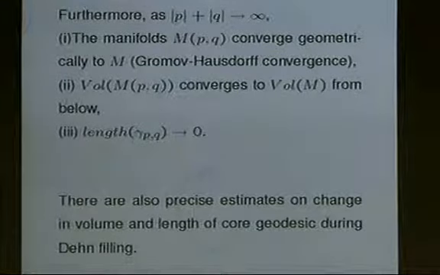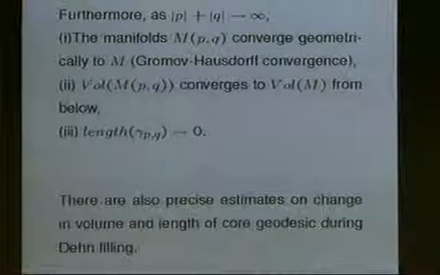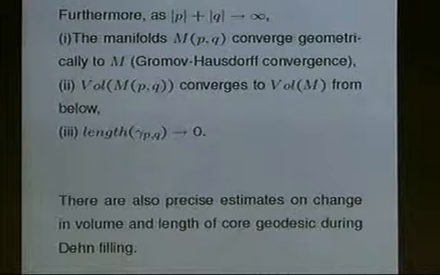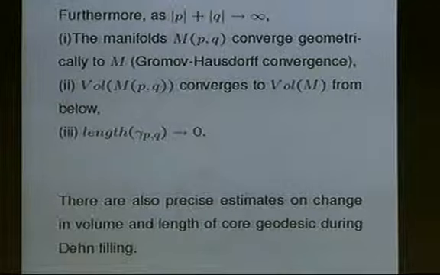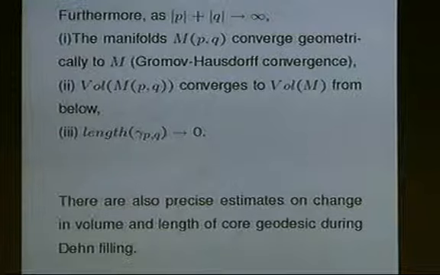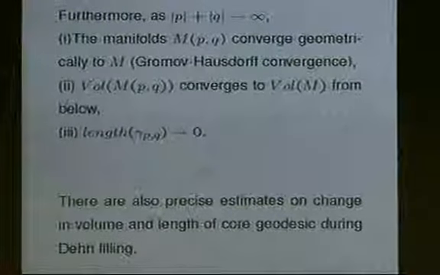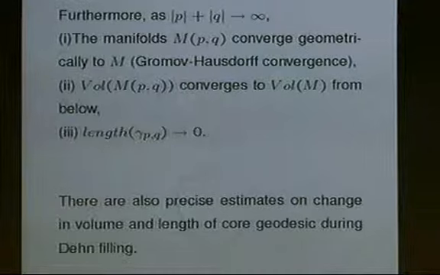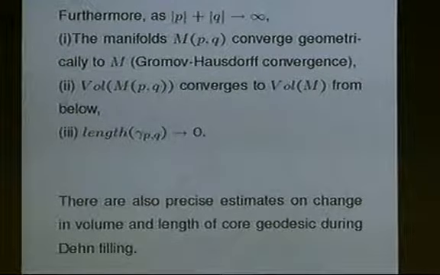Now from this you can see that the volume converges to the volume of the limit manifold, and with some more work you see it actually converges from below. So you have a sequence of manifolds with volumes increasing to the volume of the cusp manifold as the limit. The other thing you can see from this geometric picture is that the length of the core geodesic goes to 0. Okay, so that's the first version of how the geometry changes, going back to Thurston.